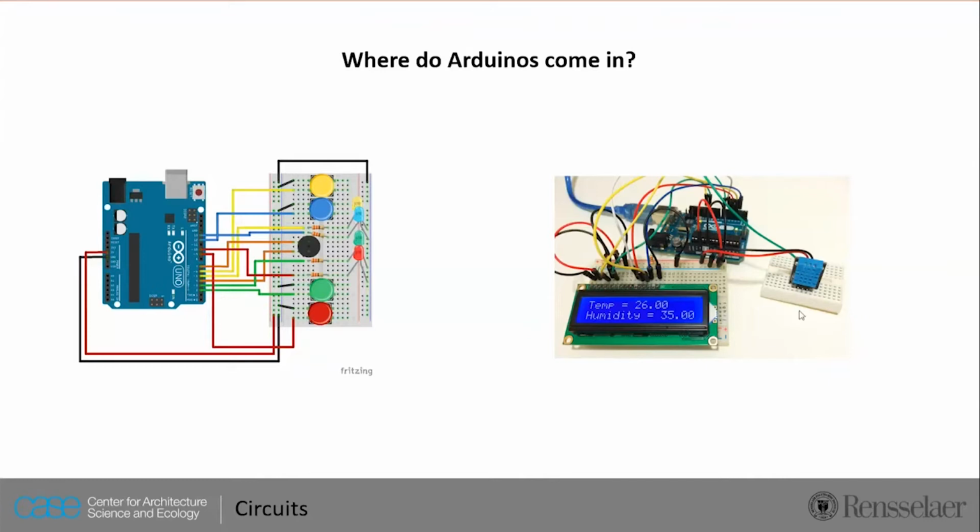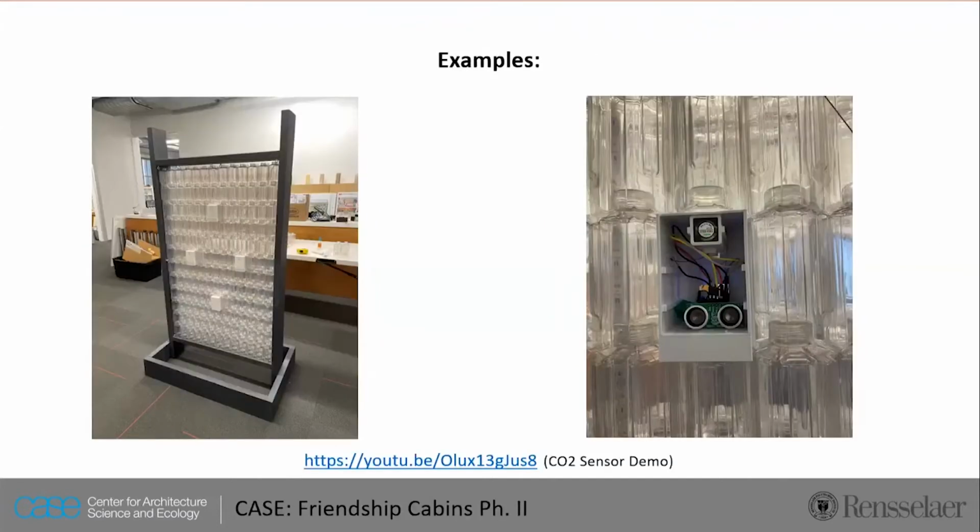So, what are some applications of Arduinos from our studies at CASE? One example over here is the second iteration of our Friendship Cabins project, which is located in Brooklyn. In this case, we used sensors such as CO2 sensors, proximity sensors, and such to enable a light system. On the right over here is a very complex way we designed a case for the Arduinos in order to make sure that no water gets in. And that's just opened up to see the parts in particular.